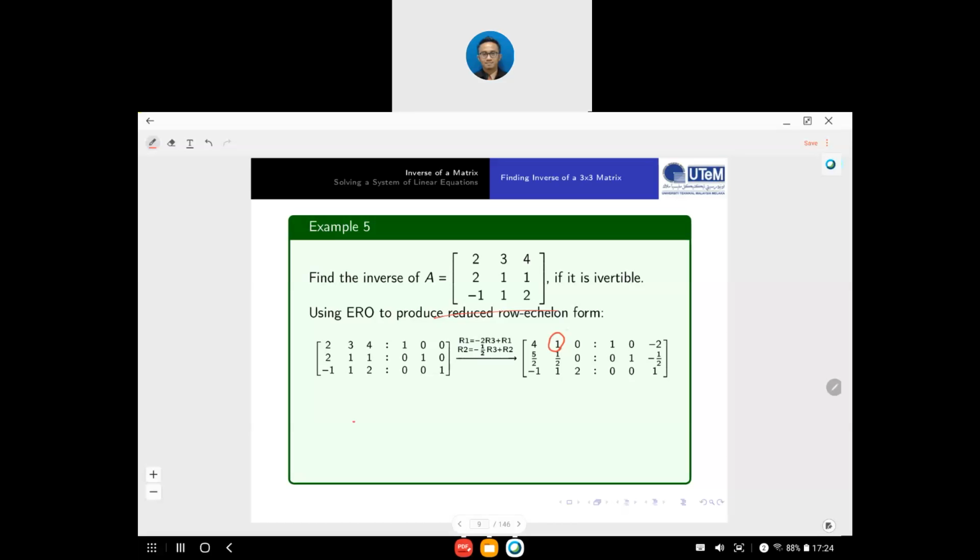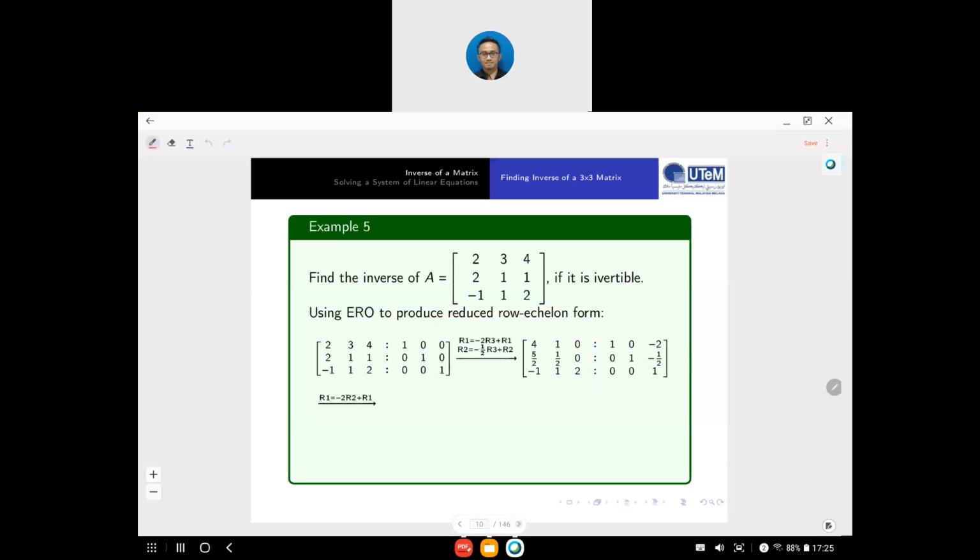Okay, if you want to make this entry 0, you must use row 2. Wajib guna row 2. If you are using row 3, you will get another value here. You must use row 2 because this one is already 0. 0 with 0, so you can get 0. If you are using row 3, you can get other values here. Bila awak dapat value kat situ, tak mencapailah objektif kita nak jadikan dia kosong. So you must use row 1.